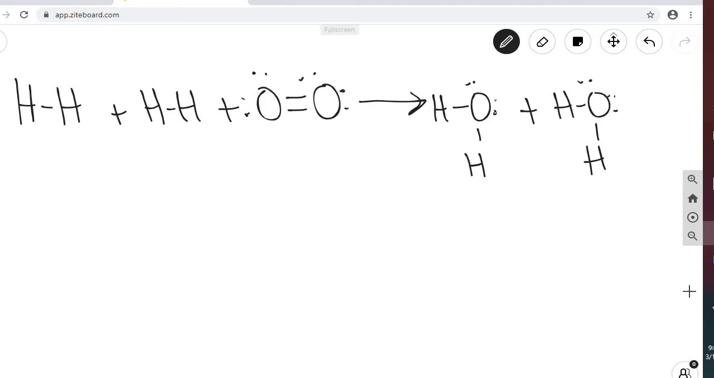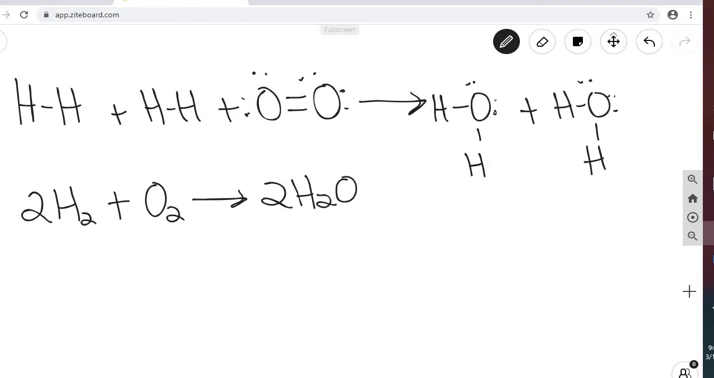Okay, so this reaction is that we have two hydrogen gases plus an O2, and that is going to give us H2O. There's two waters, okay? So it's a combustion reaction. When you add oxygen to something, that's a combustion reaction. So it's the combustion of hydrogen gas.